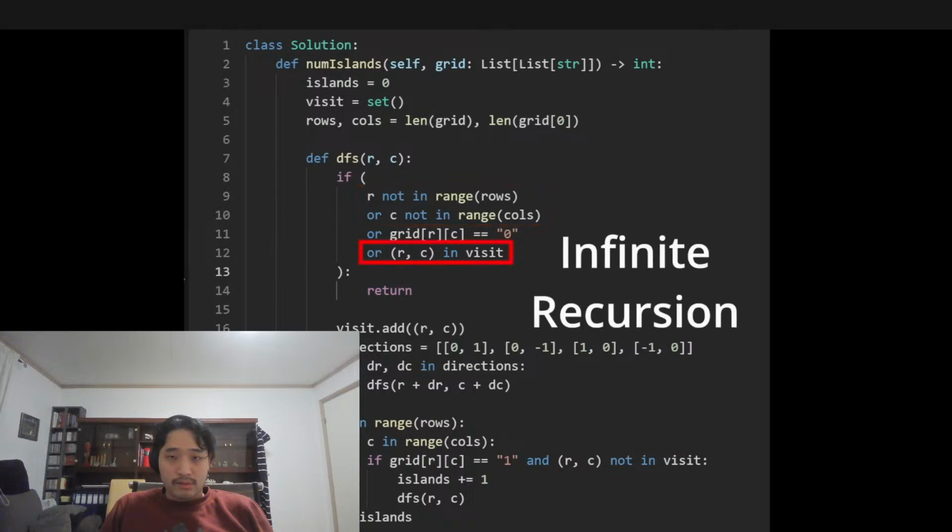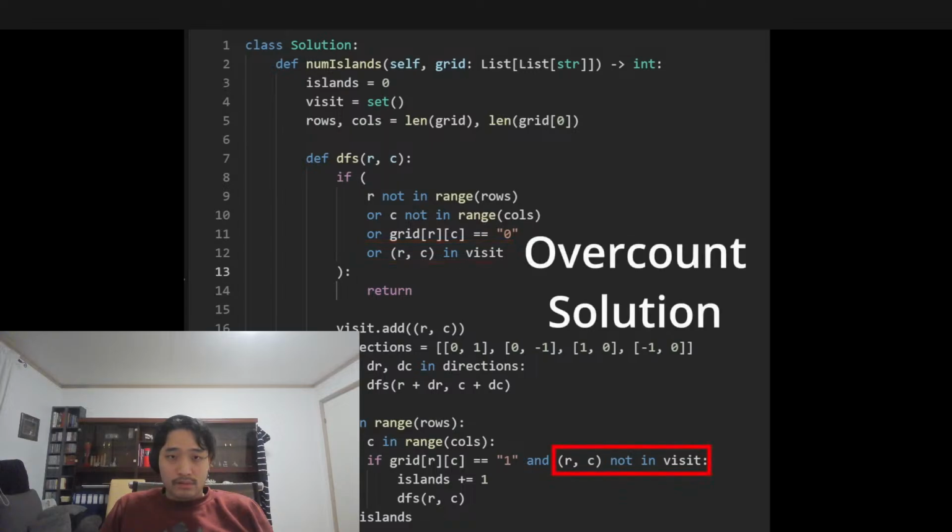Without this one, we might get stuck in an infinite loop. Without this one, we might overcount the solution. I know some people will say, who cares? This sucks, it's not relevant to my job anyway. And that's a fair point, but I don't think it's bad to be able to deeply understand a pretty fundamental algorithm like depth first search.